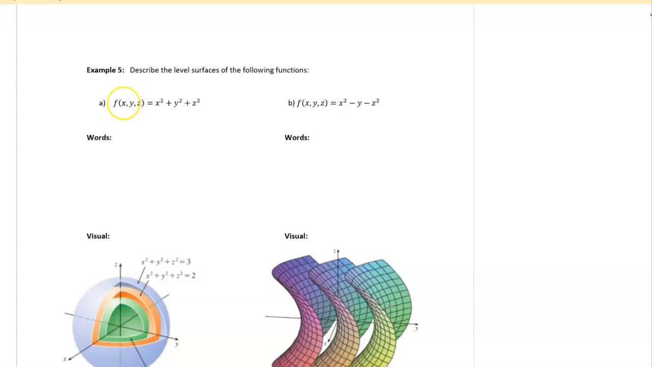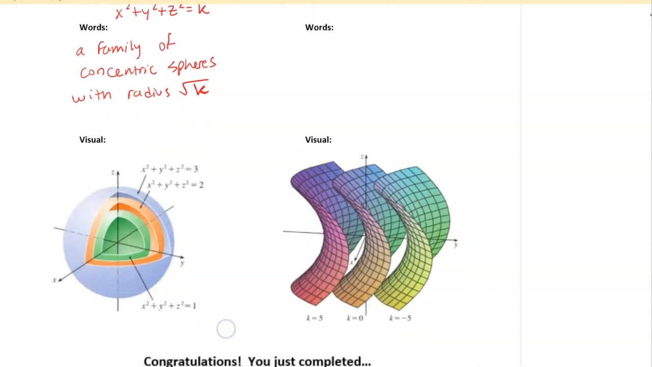Let's say we have the function f of x, y, z equals x squared plus y squared plus z squared. In words, drawing our level surfaces, where we're going to have x squared plus y squared plus z squared equals k, that is a family of concentric spheres with radius square root of k. And that's our visual down here: depending on the value that we're assigning k, we have level surfaces.